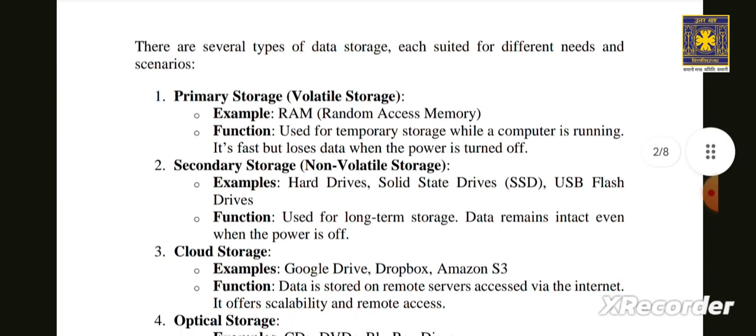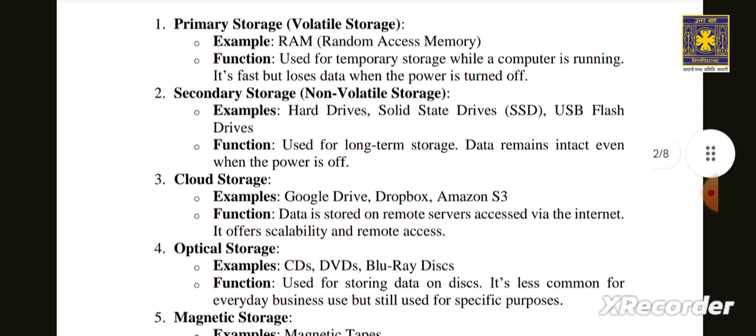Then there is cloud storage. This includes services like Google Drive, Dropbox, and Amazon S3. Your data is stored on remote servers that you access through the internet. The great thing about cloud storage is that it offers accessibility and you can access your files from anywhere, just like having a digital storage room in the cloud.